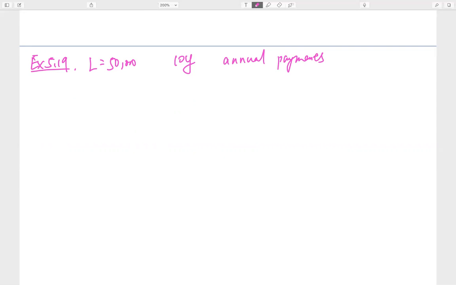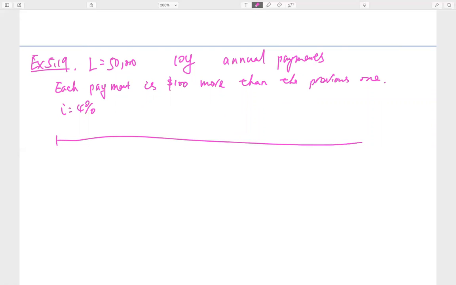But each payment is $100 more than the previous. So here is not a level annuity. And I also know the interest rate is 4%. This is a little tough, because I don't exactly know how to easily set that up. That's why let's draw a timeline.